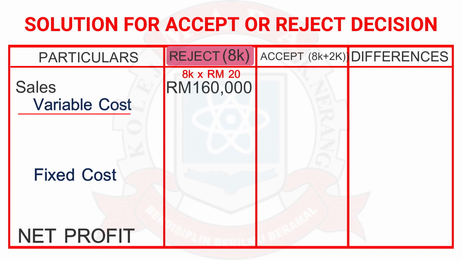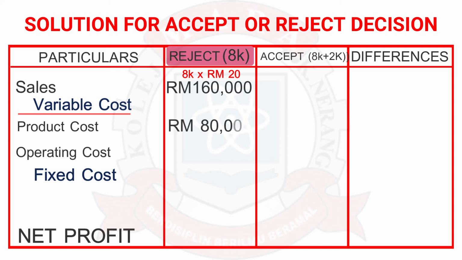Variable cost consists of 2 items, product cost and operating cost. Variable product cost is 80,000 ringgit. That is 8,000 multiplied by 10 ringgit. Variable operating cost is 8,000 ringgit. That is 8,000 multiplied by 1 ringgit.